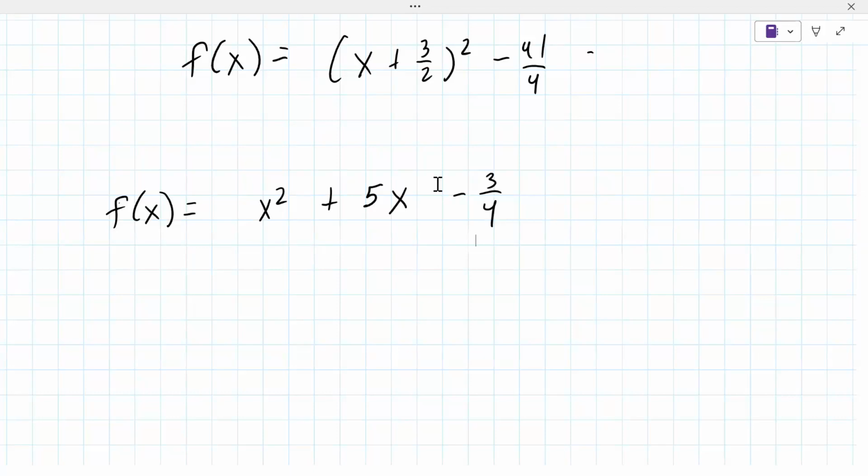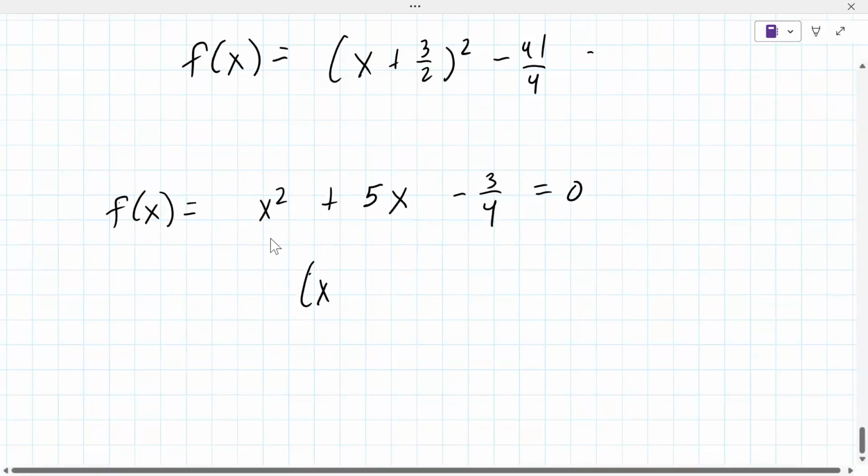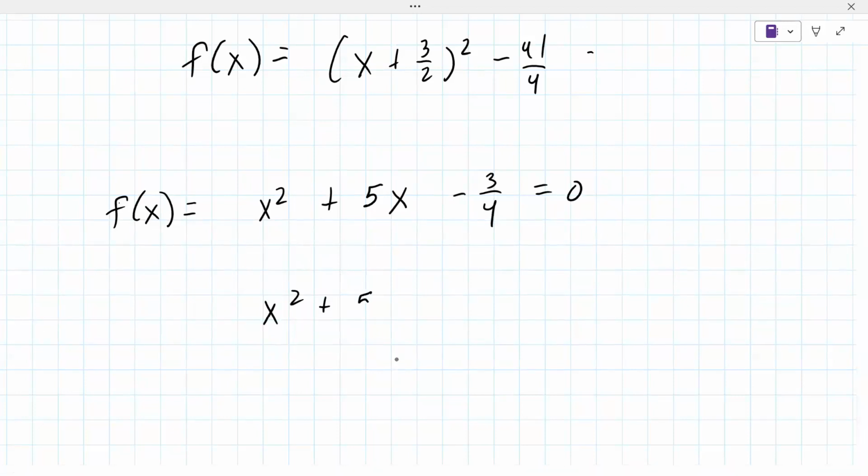I got x plus 2.5 squared minus 4.6875. Okay, this was supposed to work out nicer. Let me just run through some steps here in case. So it should be x squared plus 5x equals 3/4.